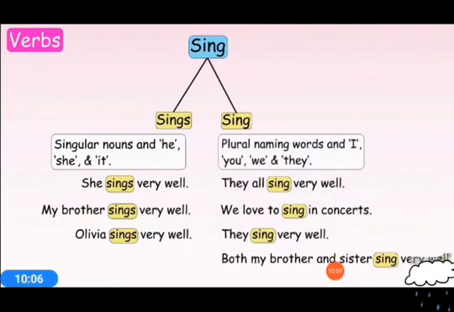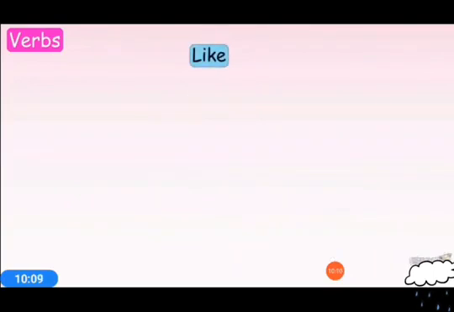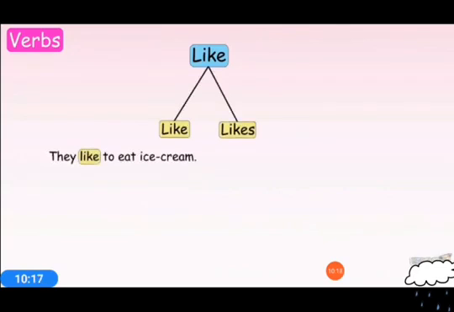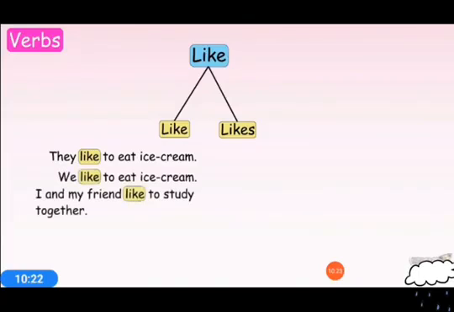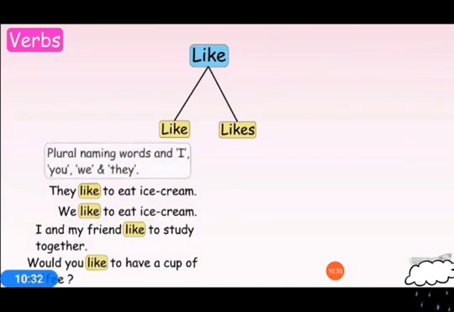Here we have another verb, like. The verb like has two forms, like and likes. They like to eat ice cream. We like to eat ice cream. My friend and I like to study together. Would you like to have a cup of coffee? So we use like when we talk about plural naming words and when our sentences have I, you, we and they.